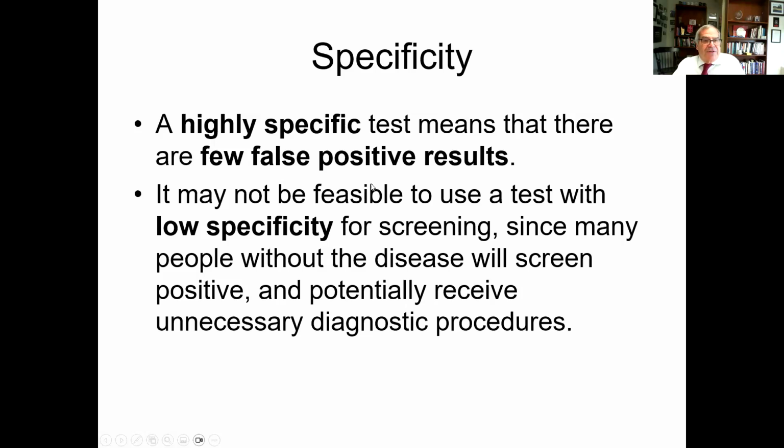A little more. For specificity, a highly specific test means that there will be few false positives. So now we're building it in. So this is going to be our ruling in a particular condition. It may not be feasible to use a test with a low specificity for screening, since many people without the disease will screen positive and potentially receive unnecessary diagnostic procedures, kind of doing a little bit of harm, doing things that we don't need to do because the test had low specificity. Again, what are we conditioning? What are we looking for? What do we want to do? And what do we want to see with regards to specificity and sensitivity?